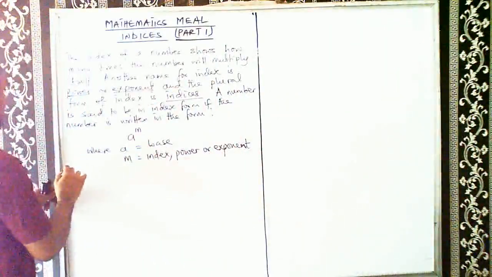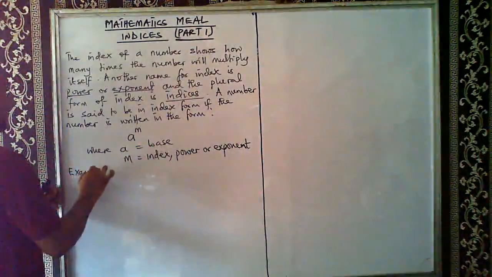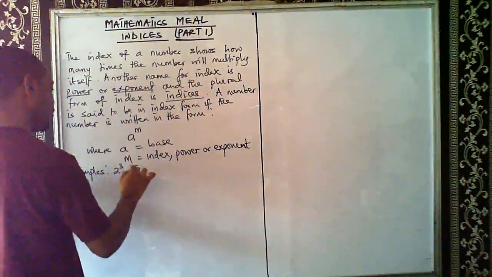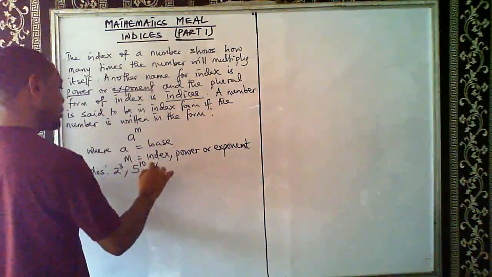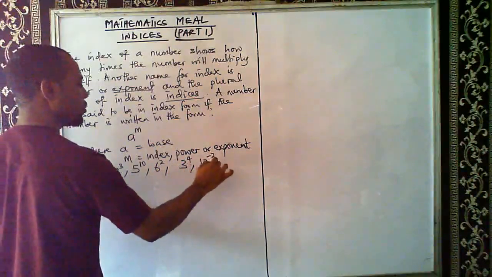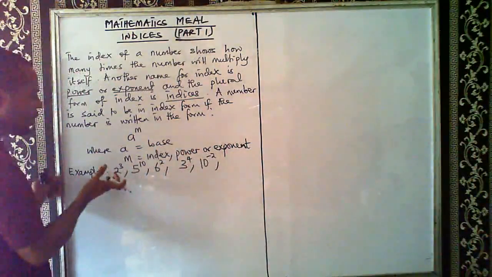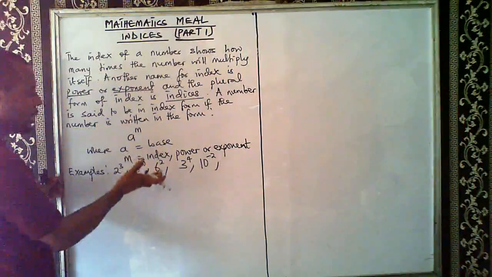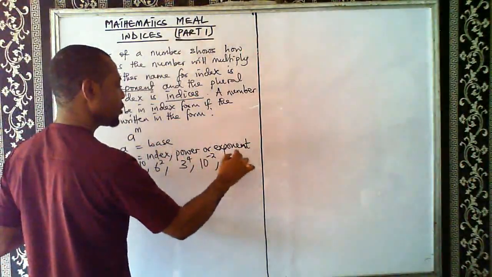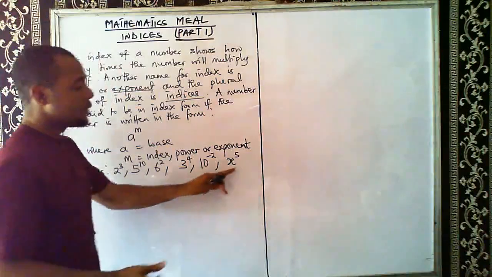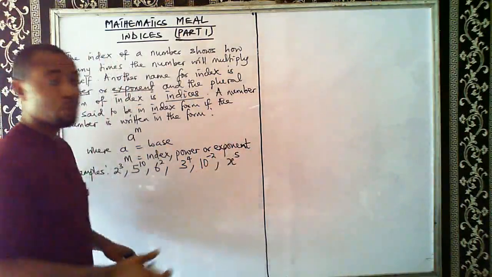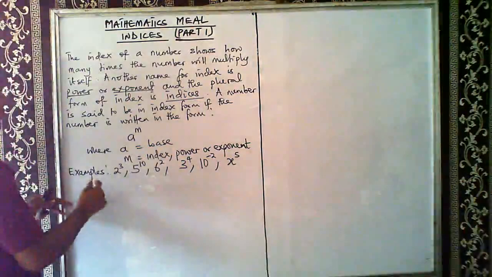So examples. We have 2 raised to the power 3, 5 raised to the power 10, 6 raised to the power 2, 3 raised to the power 4, 10 raised to the power minus 2. You see, in each of these numbers, you have a base and a power. So we can also have x raised to the power 5. So it's possible that the base will be a letter, not a number. So this is a base, and this also a power.